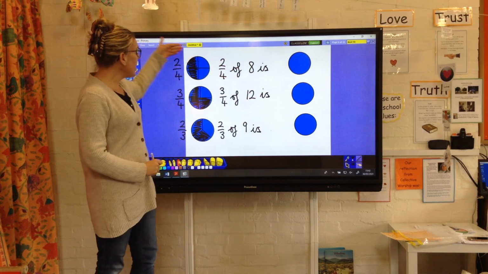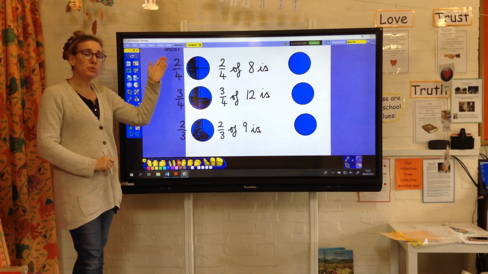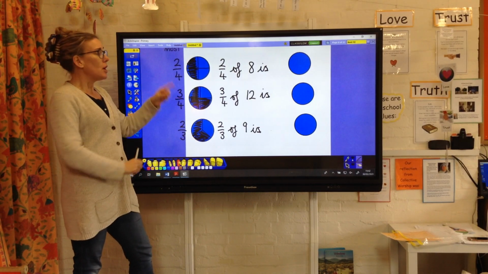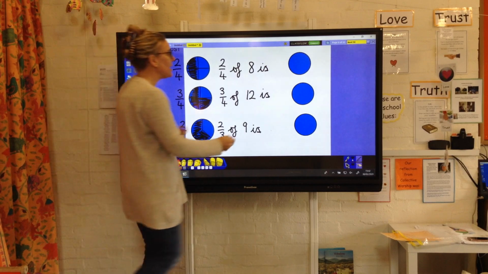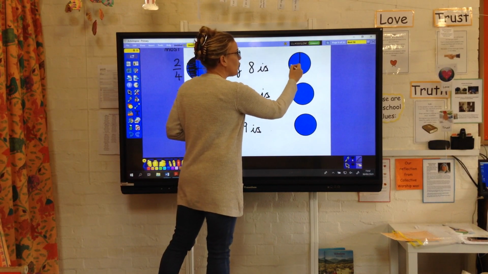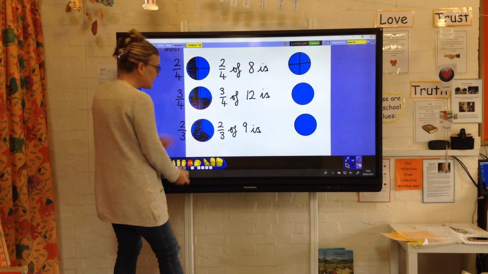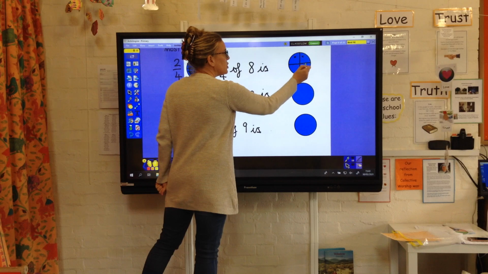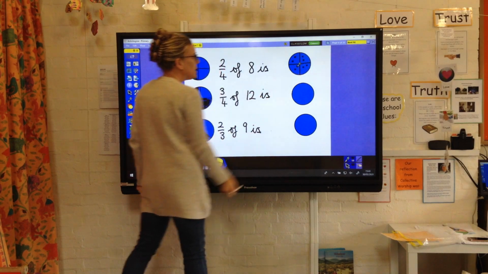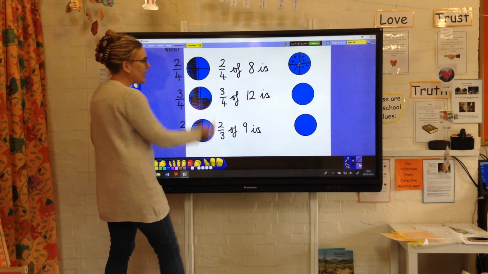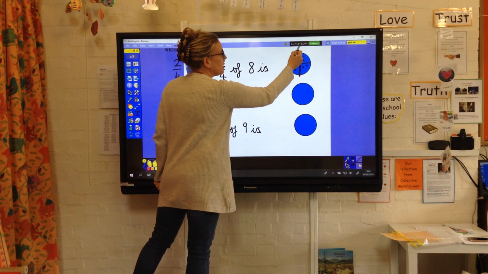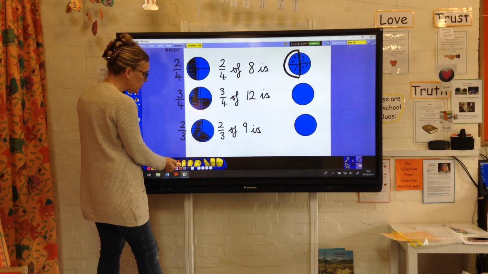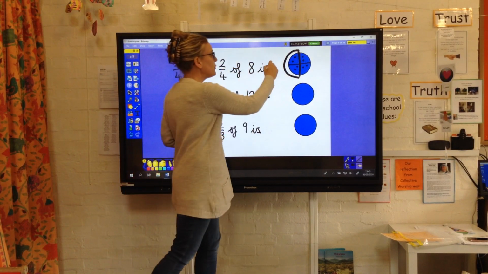Right, so again, we were looking at these fractions. Now most of us should be able to have a go at doing this. So 2/4, we have to split our pizza into 4 pieces because we've got the 4 at the bottom there. So we're finding 2/4 of 8. We are going to share out those 8 pieces of pepperoni. And we want 2/4, so we need 2 of those pieces there. So 2/4 of 8 is 4.